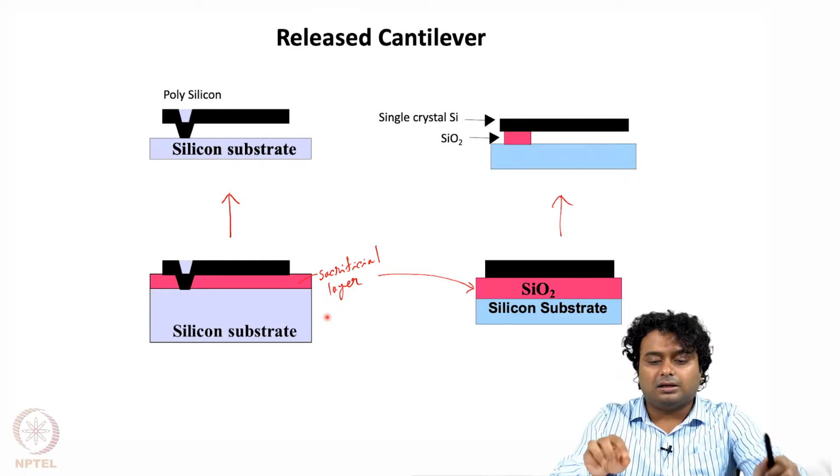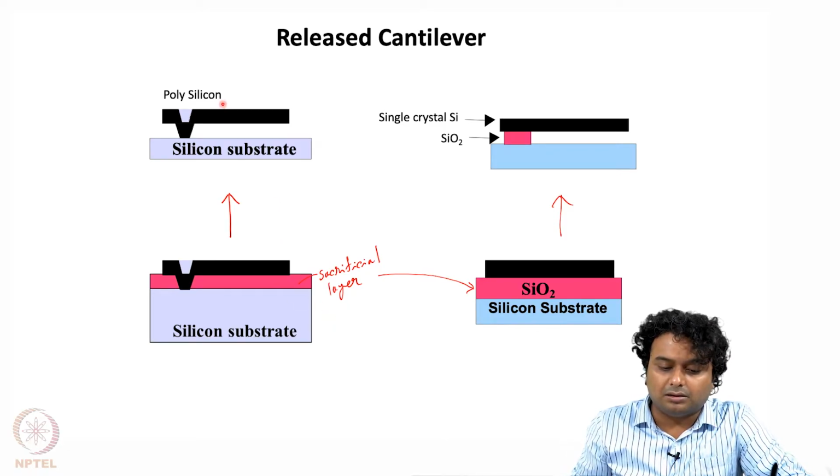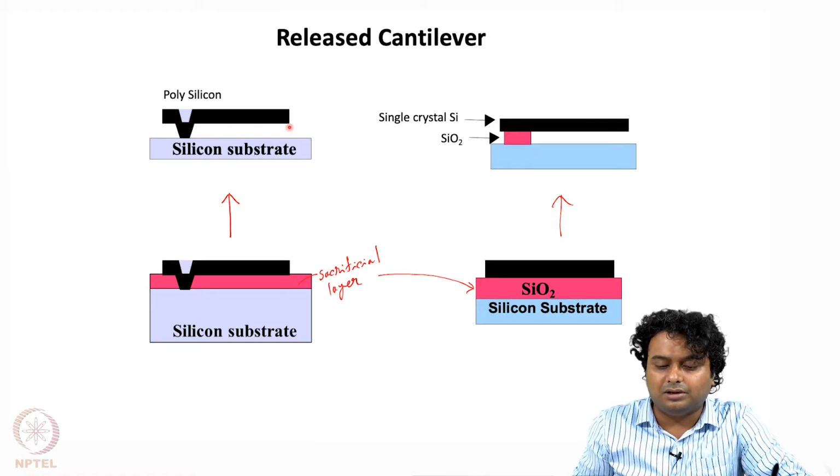evaporation drying, there will be a water droplet trapped in between the cantilever and the substrate. So there will be some water trapped in this gap. That will form a water droplet, and because of the capillary pressure or surface tension, this will try to pull the silicon cantilever towards the substrate. As this water droplet becomes smaller and smaller while drying up, it will try to pull the cantilever towards the silicon substrate.